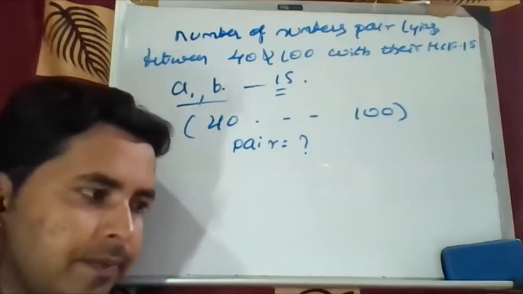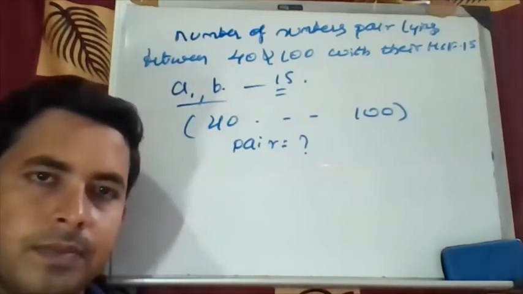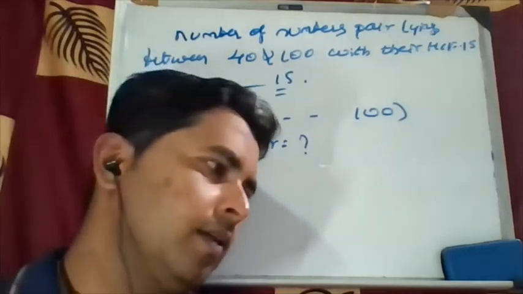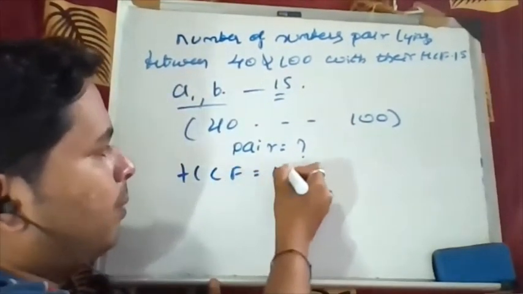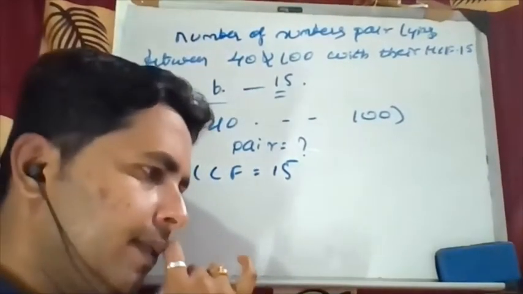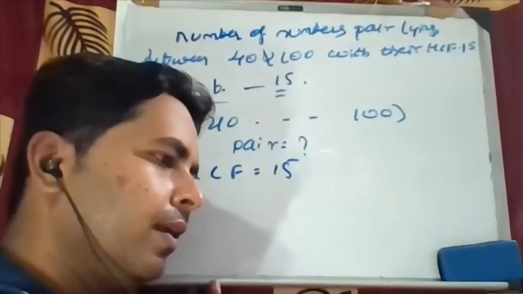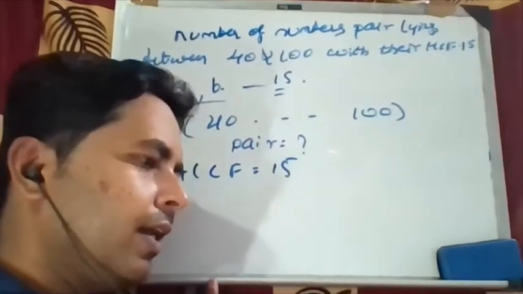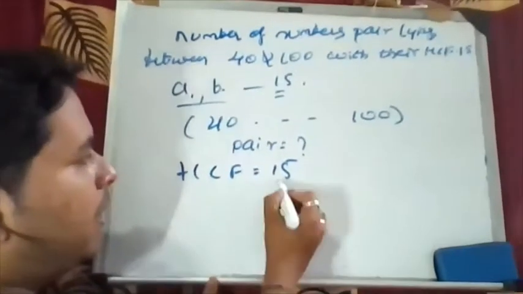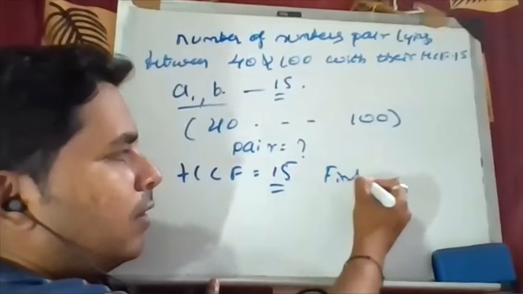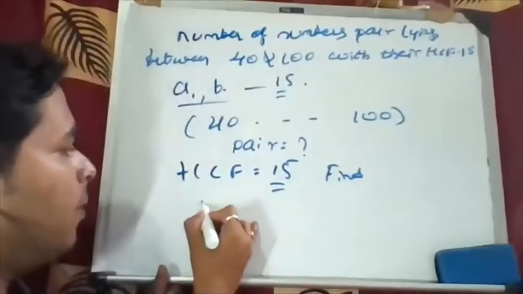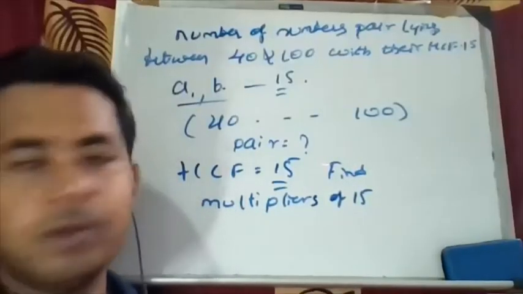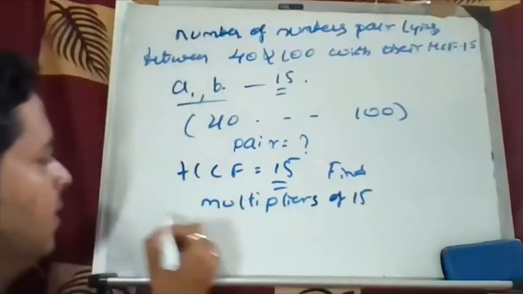कैसे करना है? See here, they already gave HCF 15. Okay, just what you have to do, HCF के co-prime को find out करो. Not co-prime, इधर 15 के multipliers को find out करो. Those multipliers between 40 to 100.